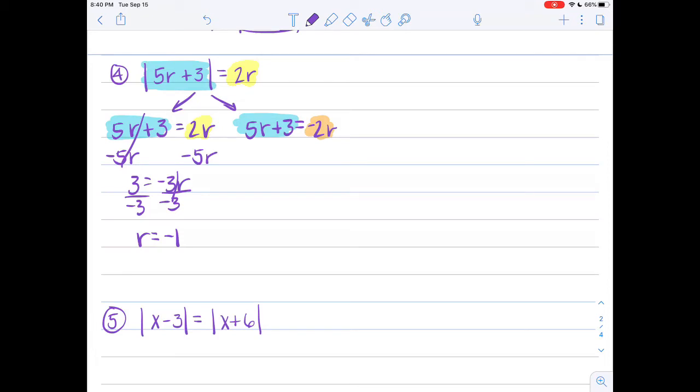Let's go ahead and take a look at the other one. We can subtract 5r from both sides. Let's make that an r and not something that looks kind of like a v. Negative 5r. We'll end up with 3 is equal to negative 7r.